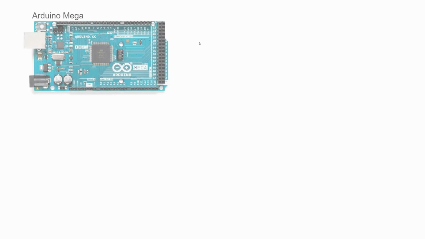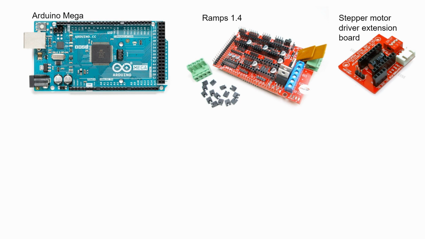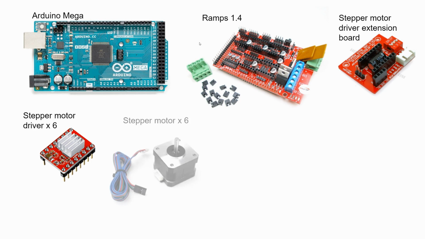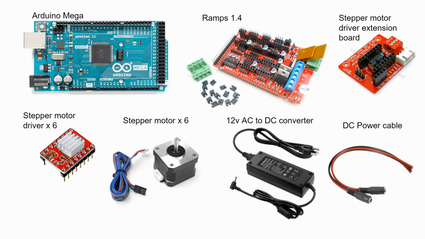The hardwares include Arduino Mega RAMPS 1.4 control panel, a stepper motor controller extension board, 6 A4988 stepper motor drivers, 6 stepper motors, 12 voltage AC to DC power converter, DC power connect cable, and 3D printed parts. I'll start with controllers. Unlike the remote control car project, I didn't use Raspberry Pi. Instead, I used the Arduino.